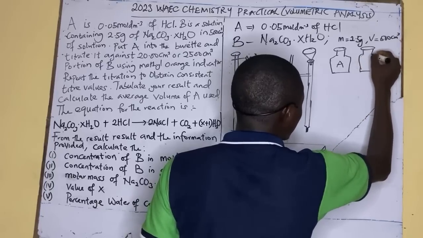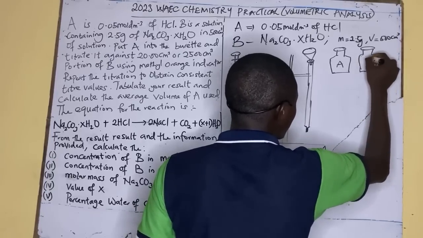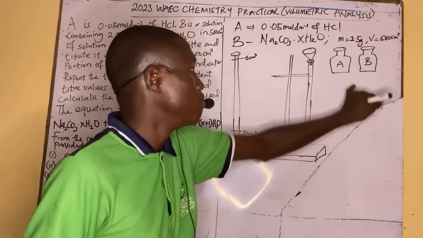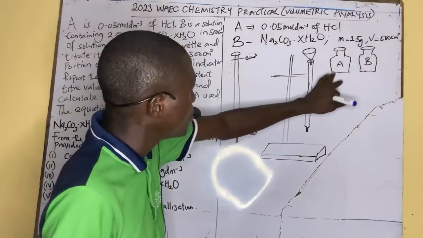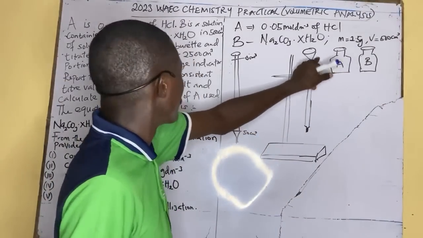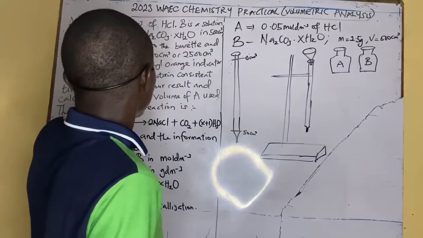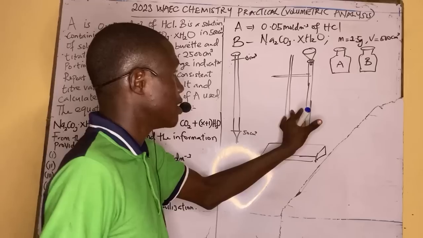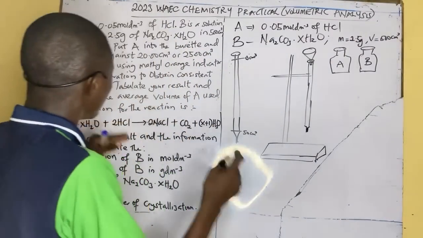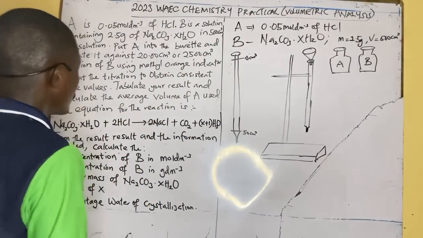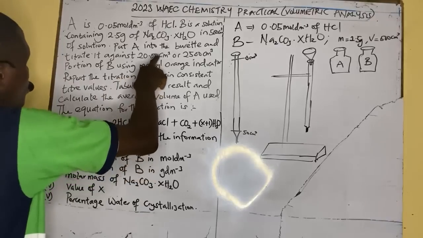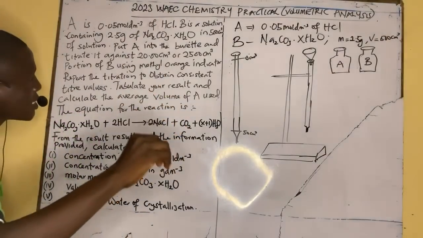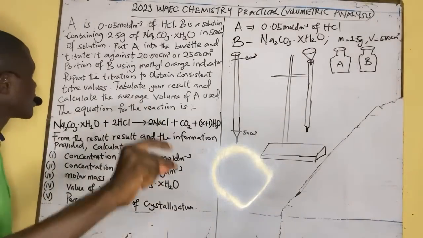Another one looks like this. This is B. A will contain acid and B will contain base. So you fill in A, put A inside the burette. After you clamp the burette, you put A inside the burette. Then, after fixing that, we are asked to put A into the burette and titrate it against 20 centimeter cube or 25 centimeter cube portion of B.